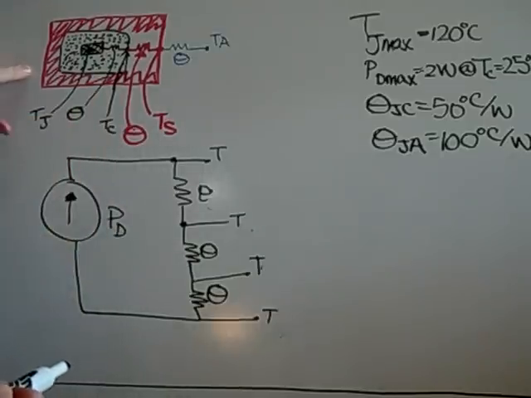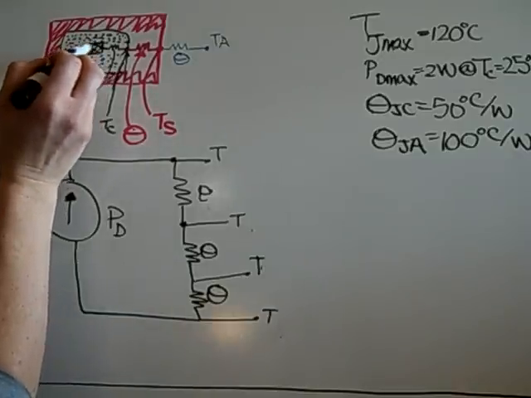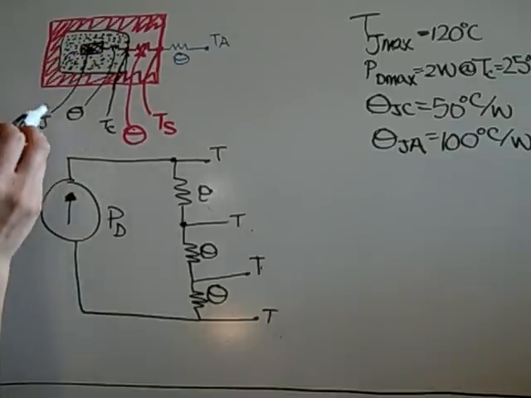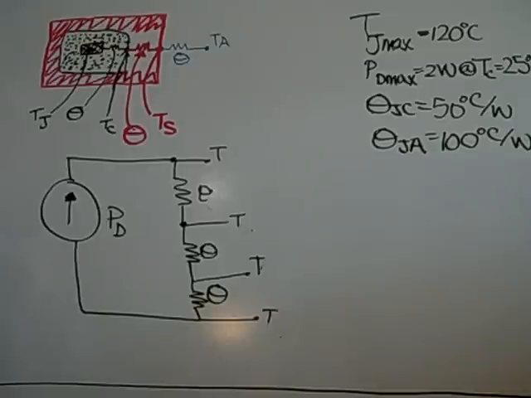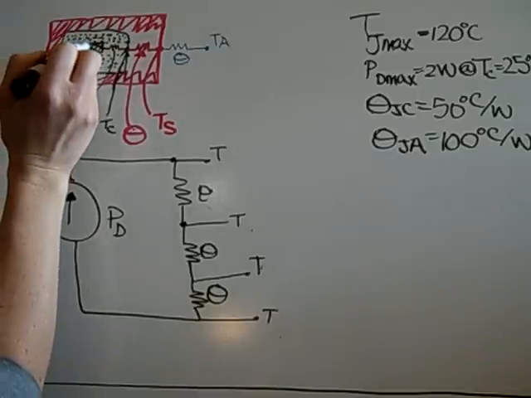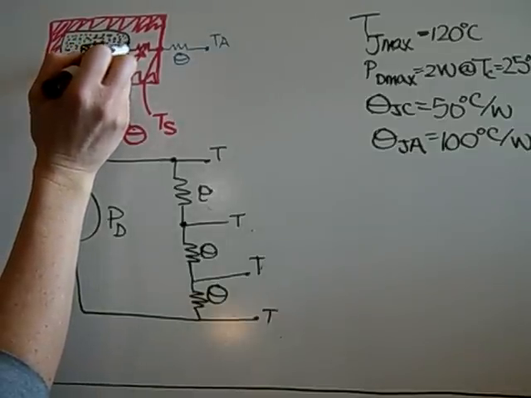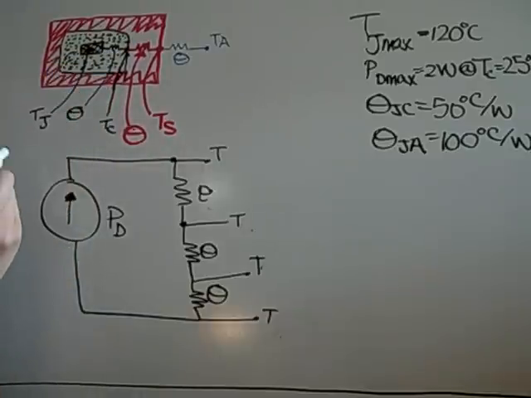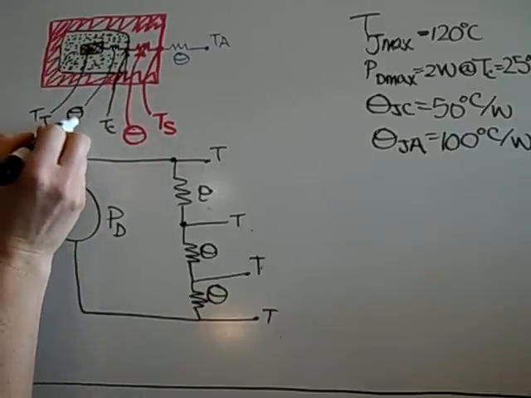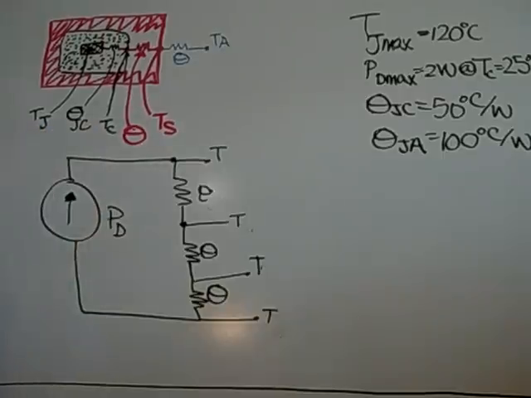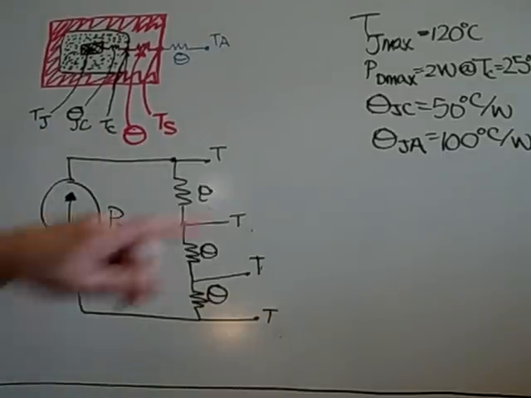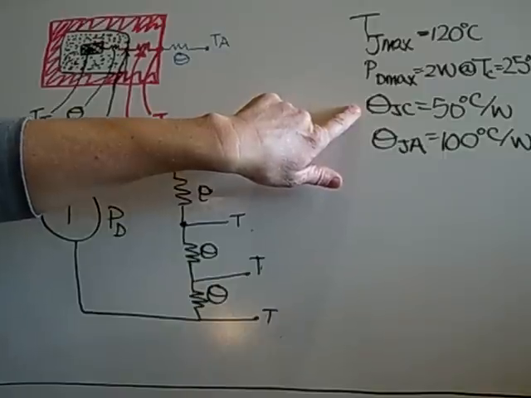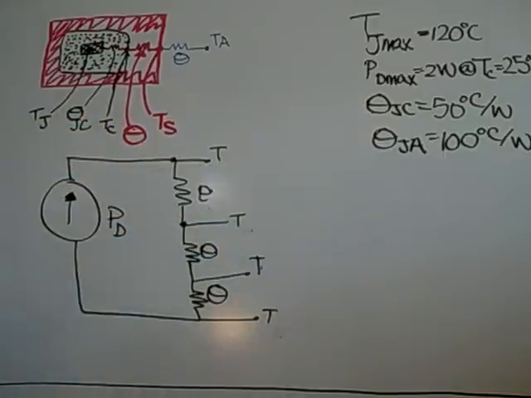So this is the overview of an actual circuit. We have a die in the center of a case. This would be where our junction temperature would be located, right at the die itself. Between the die and the outside of the case, there's a thermal resistance. This is between the junction and the case, so it would be labeled JC. So this is the thermal resistance of 50 degrees C per watt.